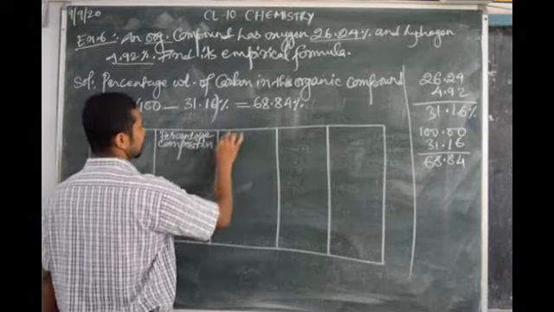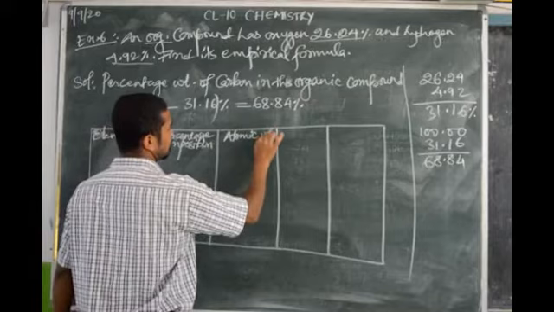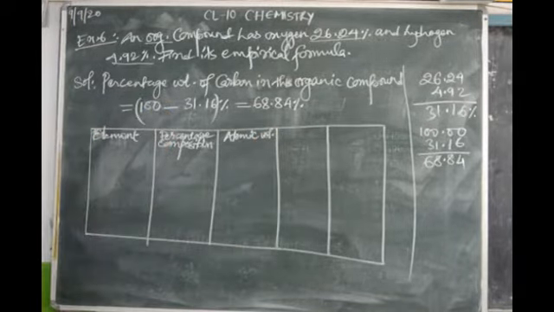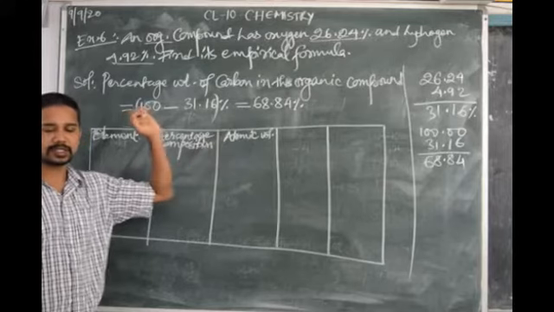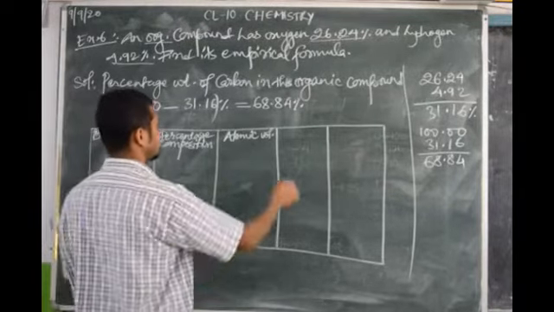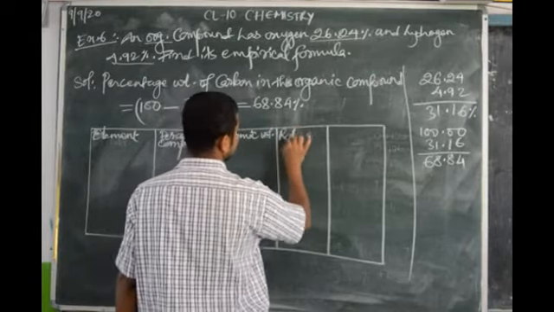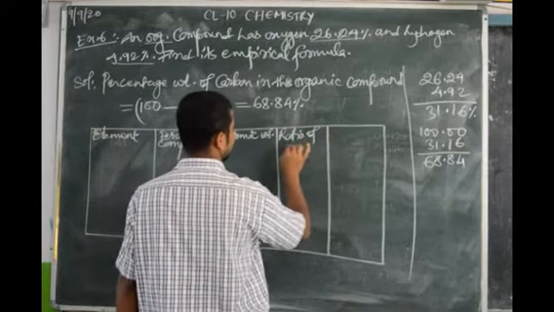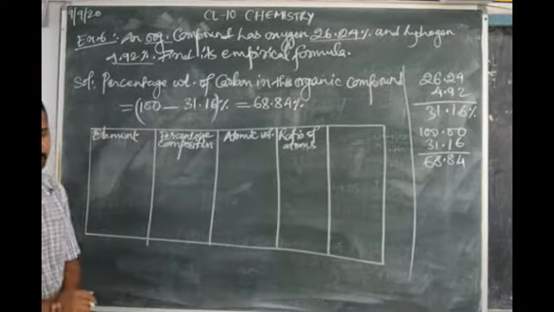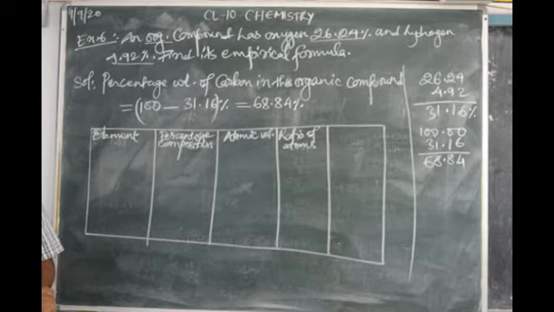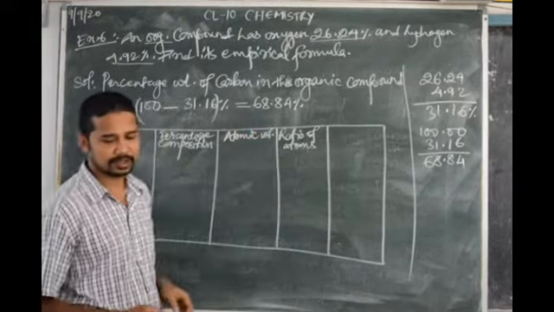Here you will be writing atomic weight. Since there is no molecule, why write molecular weight? If there is a molecule, you can write molecular weight as well. So this is atomic weight. Then here you can write ratio of atoms. Since there is no molecule, you don't write ratio of molecules. Number of atoms you can also write. This is ratio of atoms or number of atoms.